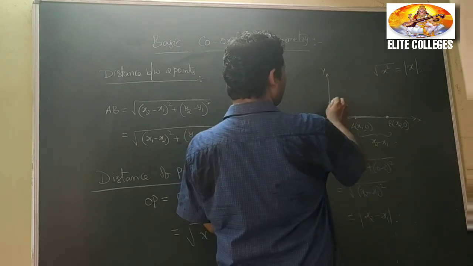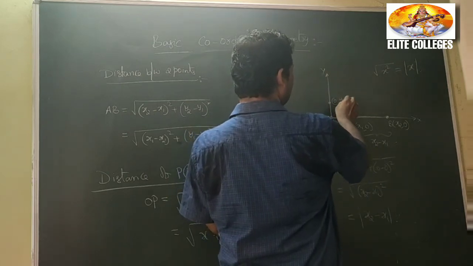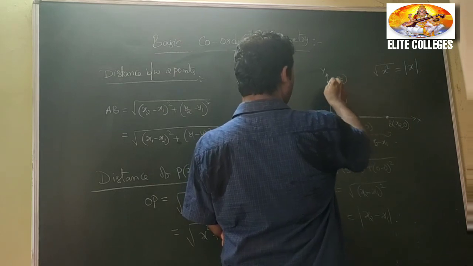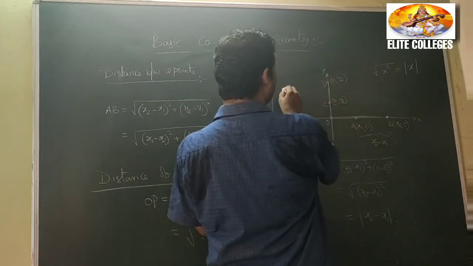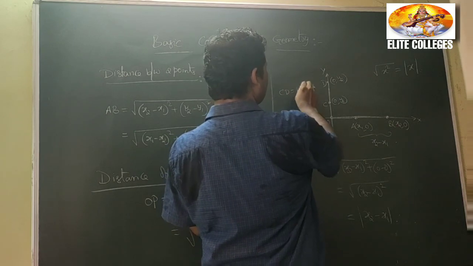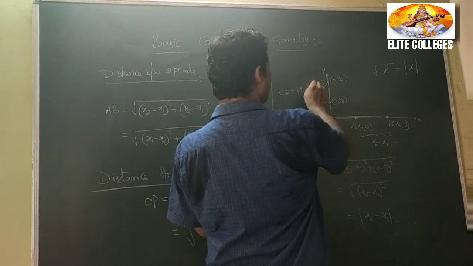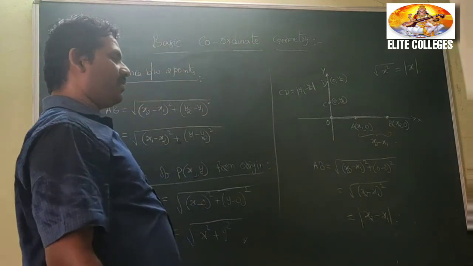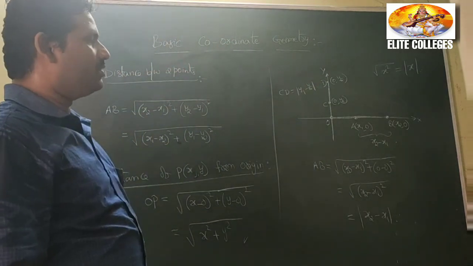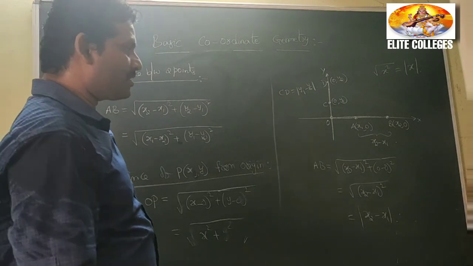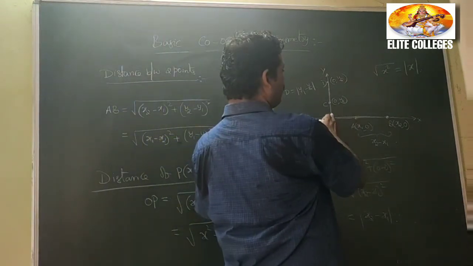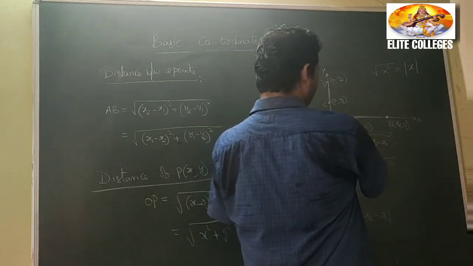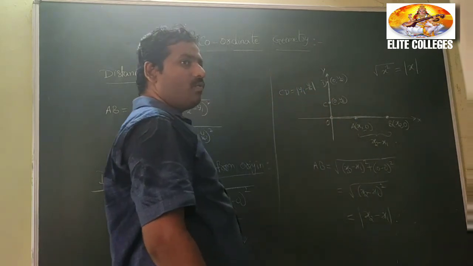And this point 0, y1 and this point 0, y2. Then what is the distance between this C point D? This CD equals the distance between those two: mod of y1 minus y2 or mod of y2 minus y1. You can write either way. So that is the distance between 2 points on x-axis and 2 points on y-axis.